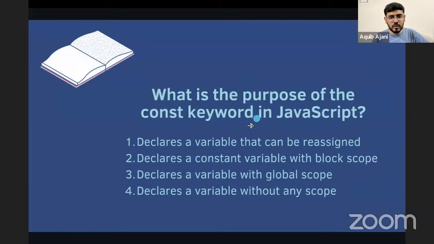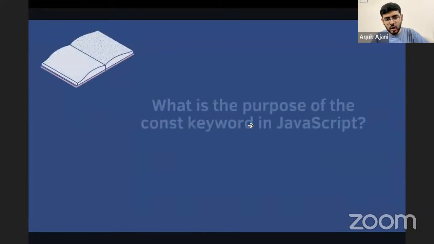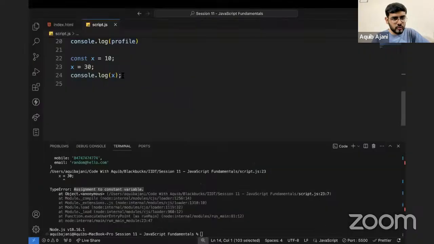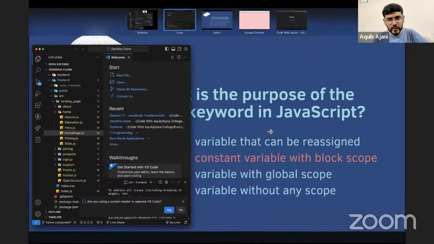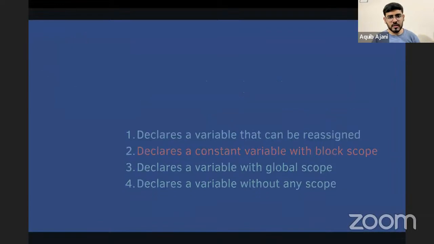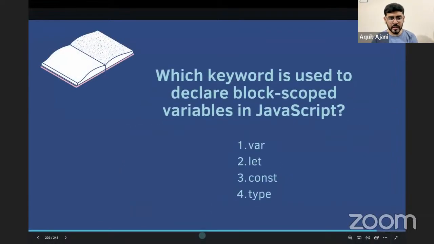Now for this particular question, what is the purpose of the const keyword? The correct option is option two. It declares a constant variable within block scope. Remember, we just created a constant as well, and this was a value that we could not change. We had written const x equal to 10 and x equal to 30, and this gives us an error. It says assignment to a constant variable. So we cannot modify constant values. That's what the const variable does, so that's the correct answer. Here is the last question for today. Take a minute, think about it very carefully, and then put your answer in the chat.